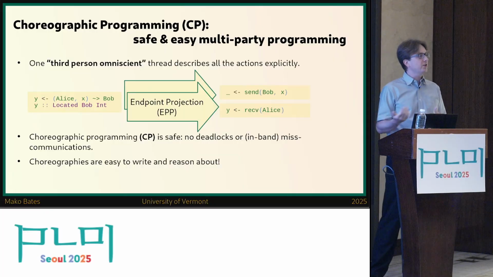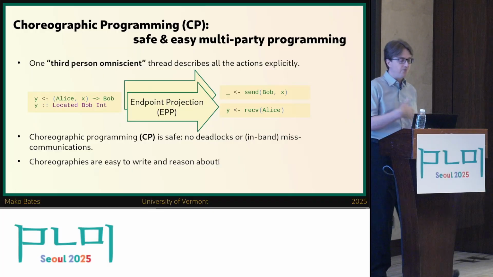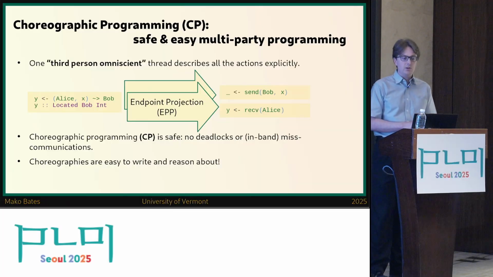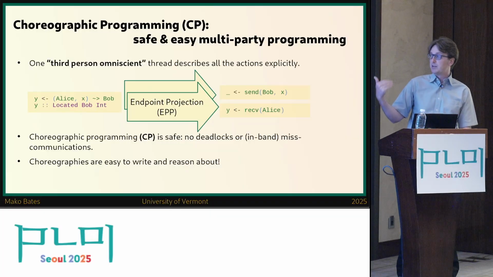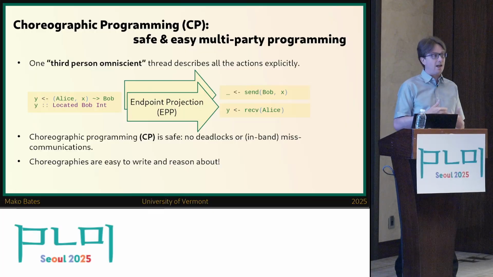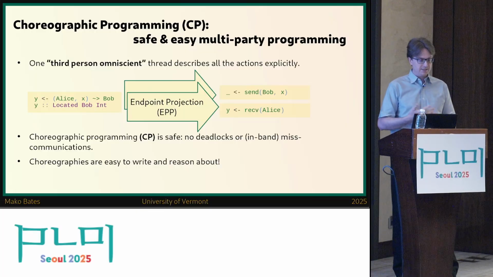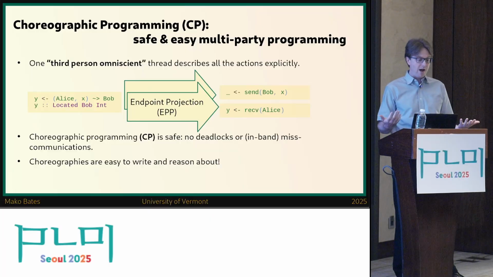During compilation, or at some other point in the process, you're going to do endpoint projection, which is where you extract an individual party's behavior and an implementation of their behavior from the global choreography. So on the right, we have the projections to Alice and to Bob, respectively, of this one communication operation. For Alice, that projects as send X to Bob. For Bob, it projects as receive Y from Alice.